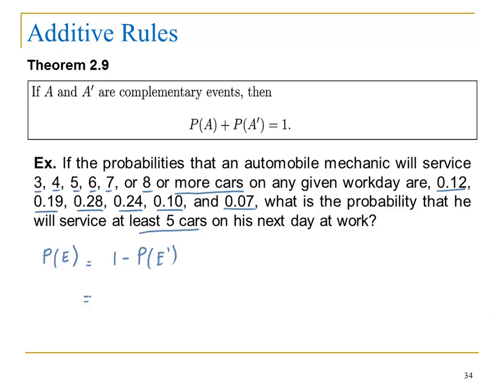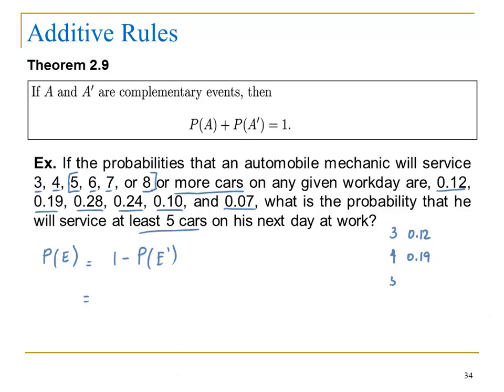So we know that for most of the days, if you look at these numbers, this mechanic will serve 5 or more cars. So we can use the probability for those days in which he will not serve more than 2 cars to find this probability. And those cases are when he serves 3, that's 0.12, and when he serves 4, that is 0.19.